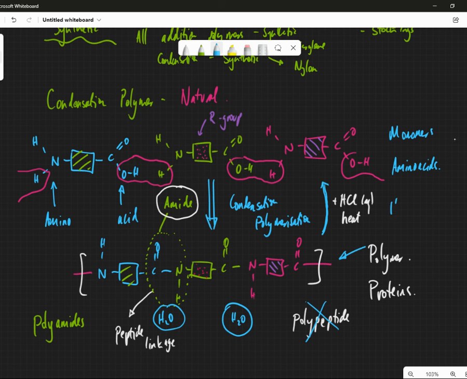So because it's water, we call it hydro. So the reverse reaction is known as hydro for water. And the Latin for splitting up is known as lysis. So we call the reverse reaction where you have the proteins back into the amino acids hydrolysis, because it's splitting up using water. That's what hydrolysis means.